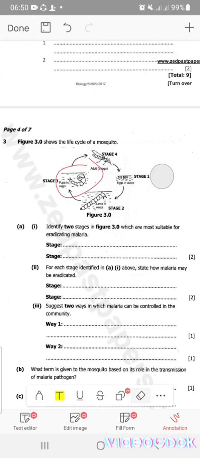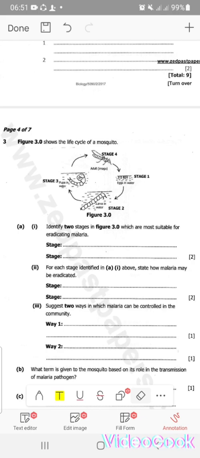Stage 1 is not suitable. Also stage 3 is not suitable because here they are inside the shell, which cannot easily be killed. When you spray the insecticide, they won't have an effect inside. Even here at the pupa stage, they have a pupa case which protects it from the insecticide which you may use. So the best stage to eradicate malaria here is stage 2 and stage 4. At stage 2, this is when the mosquito just hatches into a larva, which is quite mobile. So stage 2 is suitable, and stage 4.